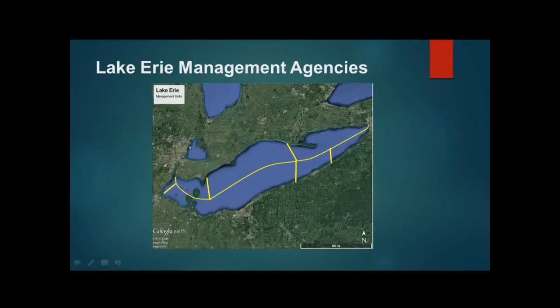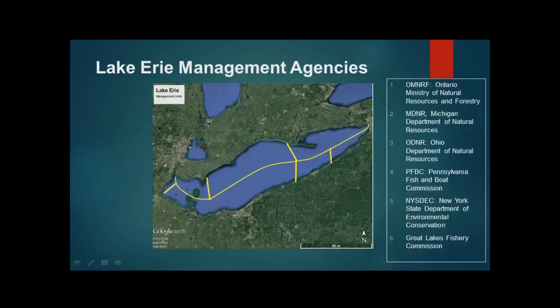Okay, so this is a Lake Erie map, and here I've divided the lake into different regions that are the different management units. The first management unit is the Ontario Ministry of Natural Resources and Forestry. This is Canada's side, so they oversee the Canadian side of the lake. The Michigan Department of Natural Resources, that's the smallest part of the entire lake.